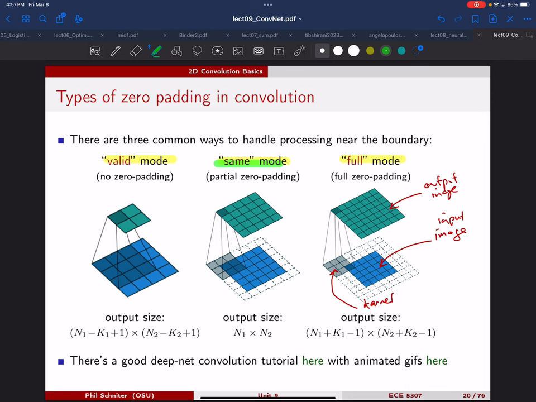With the valid mode, looking at the corner pixels, because they're only sampled once, would this weight the inner pixels more, because they're used in more of the samples? Yeah, that's maybe one way to think about it too. Yeah, could be.